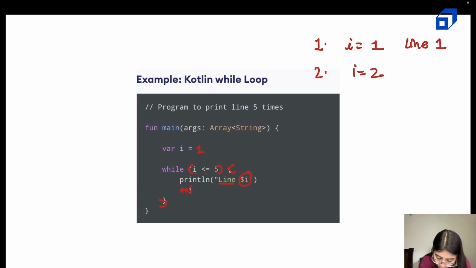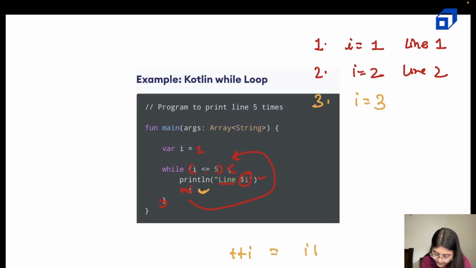After this I'll come again here. It will check, is 2 less than or equal to 5? Yes, it is. So I'll come inside the while loop and I'll print line. The value of i right now is 2. Right now it is true. And then after executing this, I'll execute this plus plus i. So now the value of i is 3. Plus plus i means i is equal to i plus 1, right? Basically I am incrementing the value of i. That's it. Now it is 3.